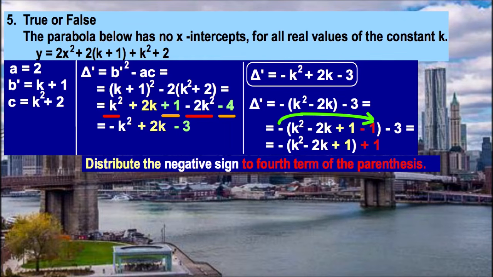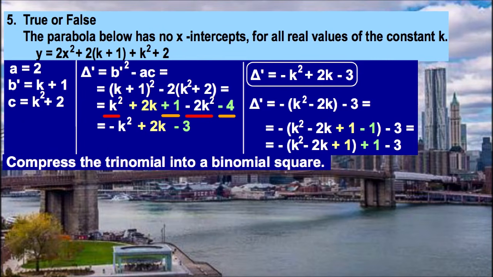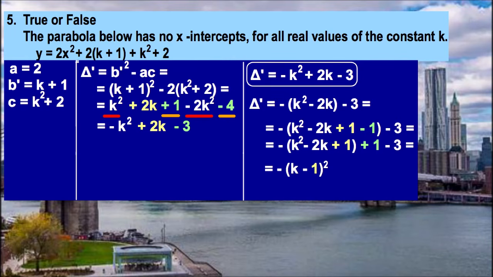So we have negative the quantity k squared minus 2k plus 1, plus 1, minus 3. Then we can compress this trinomial into a binomial square equal to negative the quantity k minus 1, everything squared. Group the like terms of positive 1 and negative 3: negative 2.